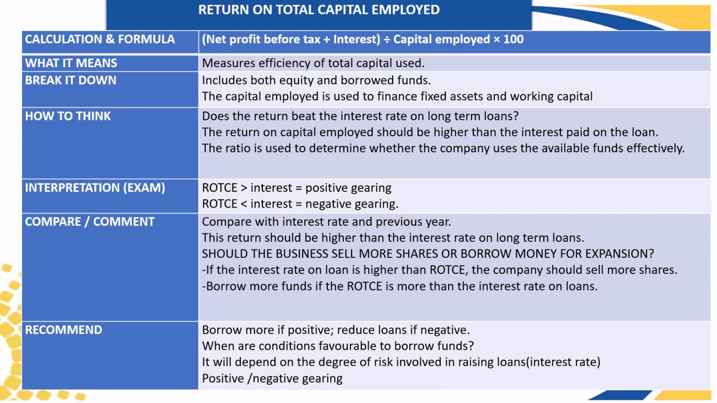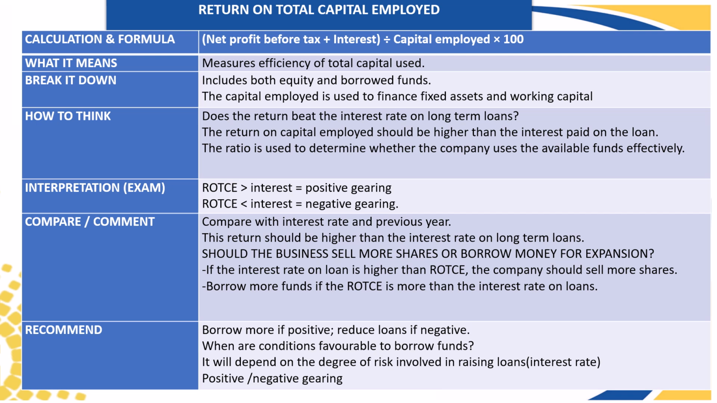You can borrow more funds if the return on total capital employed is more than the interest rate on loans. In other words, you use the bank's money to make money in your business. So you borrow money from the bank. I'm going to use the example of 10%, and your return on that 10% that you used was 15%. So in that case, the money of the bank put you in a better position, therefore it is positive gearing, so it was good for you to borrow more money from the bank.